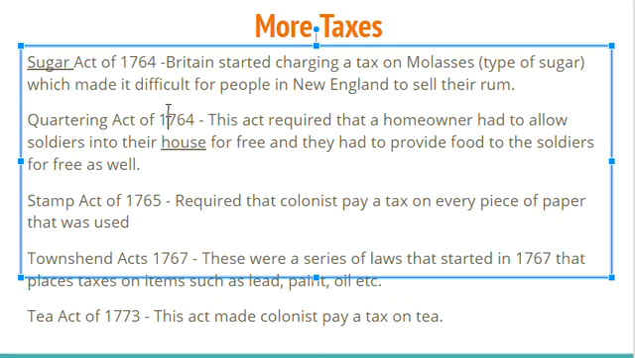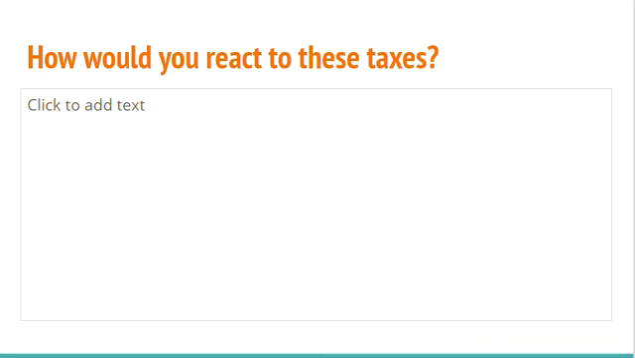So this wasn't a tax, but if the British Army came into your neighborhood, you had to let them stay at your house. And the Stamp Act of 1765 required that colonists pay a tax on every piece of paper that was used. Then the Townshend Acts, a series of laws that started in 1767, placed taxes on items such as lead, paint, and oil. And then the last one, the Tea Act of 1773. This act made colonists pay a tax on tea.